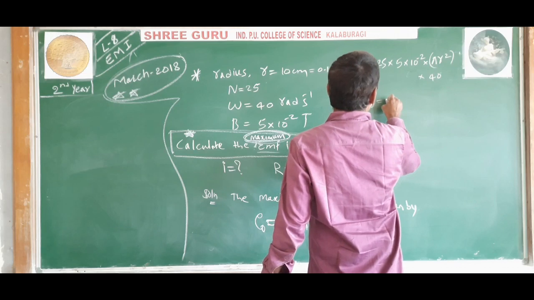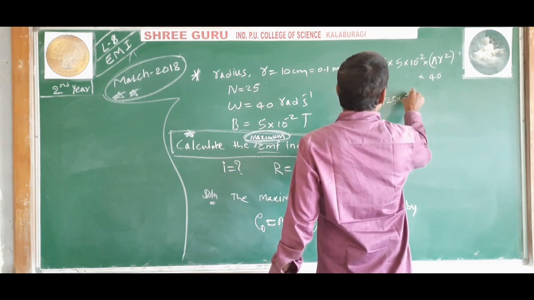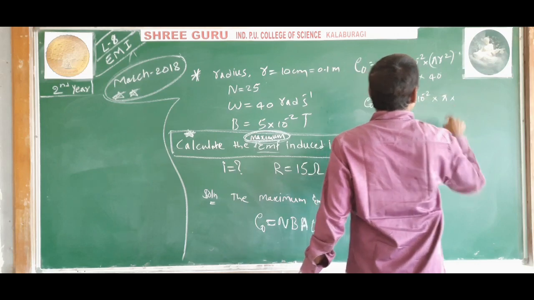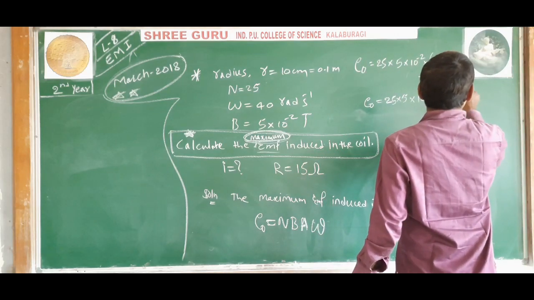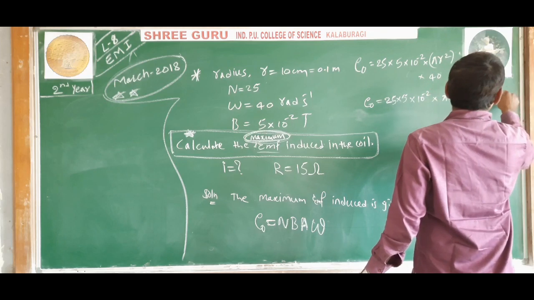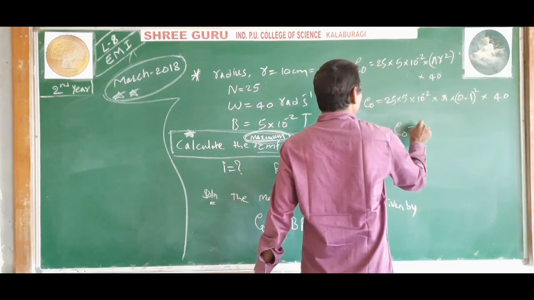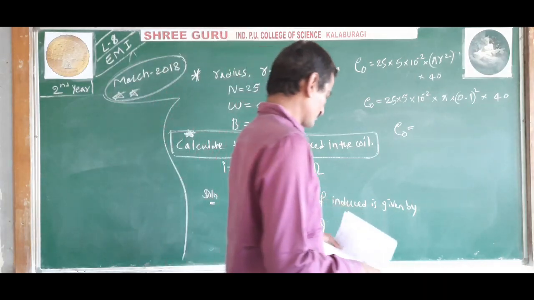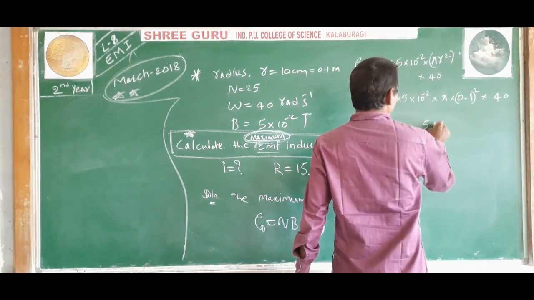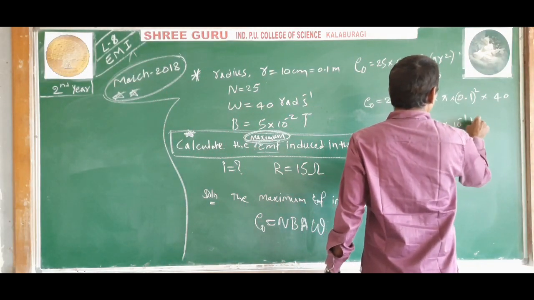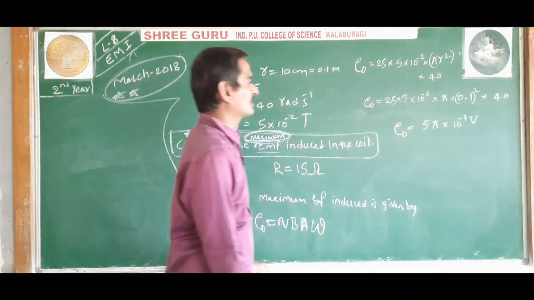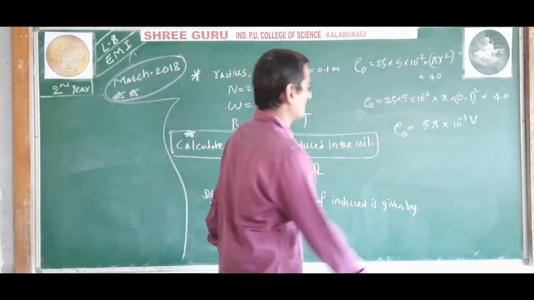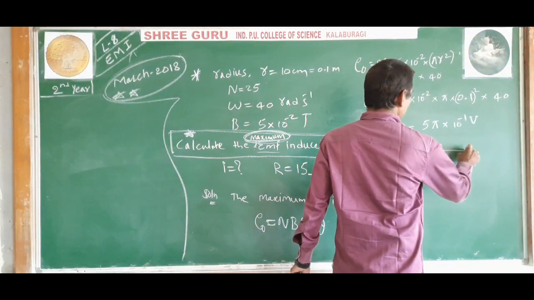So E naught is equal to 25 into 5 into 10 to the power minus 2 into pi r square, which is 0.1 whole square, into 40. Simplify this and you will get E naught is equal to 5 pi into 10 to the power minus 1 volt. Whatever value you get, I just kept it as 5 pi. You do the calculation and tell the answer, how much you get.